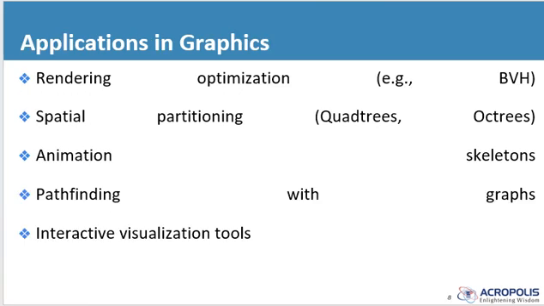Then we have applications in graphics. Trees and graph structures are applied in several real world graphics tasks. Rendering optimization using BVH, spatial partitioning using quadtrees or octrees, skeletal animation where bones form a tree, pathfinding using graphs in games, and building interactive visualization tools for UI and analytics.